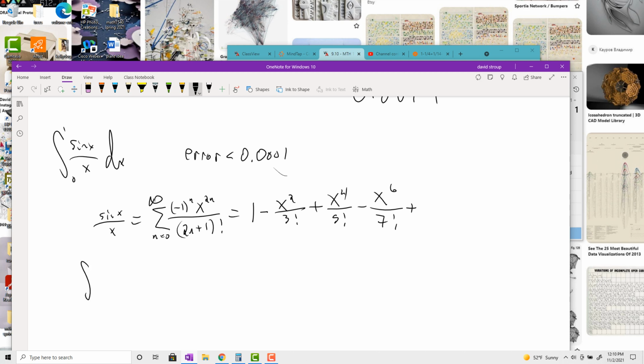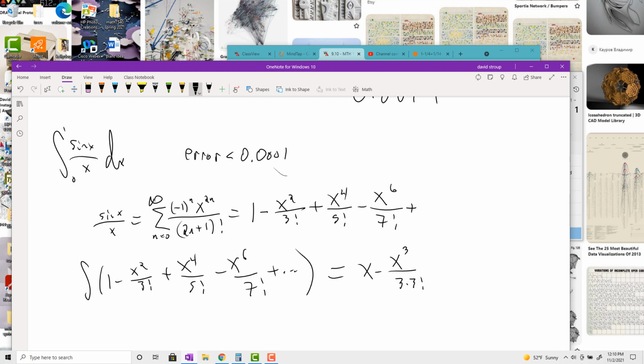So the integral of this character is going to be x minus x cubed all over 3 times 3 factorial plus x to the 5th all over 5 times 5 factorial minus blah blah blah. So it's kind of clear what that is.